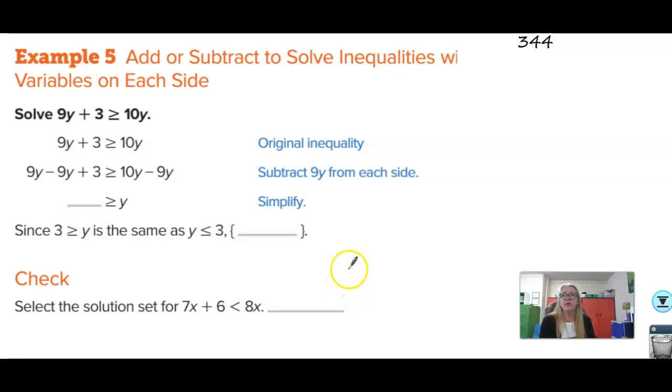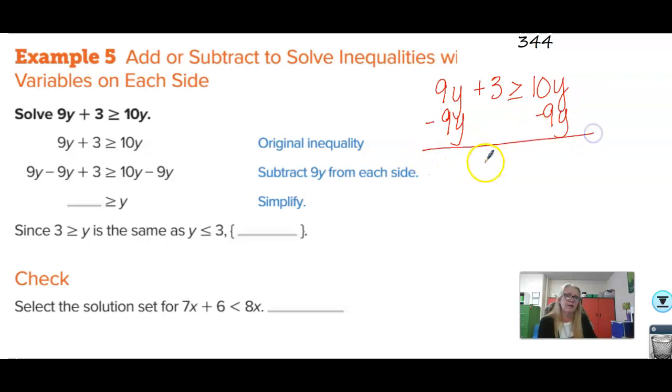Add or subtract to solve inequalities with variables on both sides, okay? I'm going to do this over here because I hate all this fill in the blank stuff they give us. All righty, so we have variables on both sides. We need to target the smaller one if at all possible, which is this 9y. So we're going to subtract 9y from both sides. That gives us 3 is greater than or equal to y. I'm going to flip it around, so y is less than or equal to 3. So y, long line, y is less than or equal to 3.